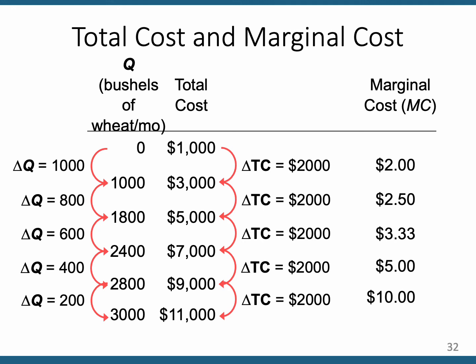And so look at what happens to marginal cost as we go. It looks like it's going up and up and up, right? Marginal cost increases the more you produce. That's what we expect.